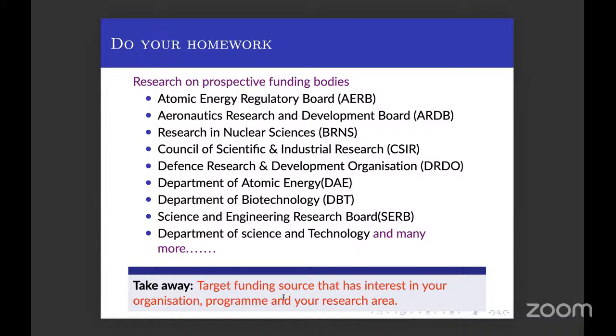So what is the takeaway? Target a funding source that has interest in your organization, program, and your research areas. From here, you try to find which call is going to fit my research area. Even if it is not fitting, if I add some interdisciplinary nature into my proposal, how my project can fit into that area. That is why the government of India is now trying to give emphasis to interdisciplinary research. Computer science can link to chemical, or to electric vehicles, or to anywhere. Even electronics can be linked to computer science or any of the areas. So they are focusing on the interdisciplinary nature of the work. You have to see how to make a proper balance of all these things.